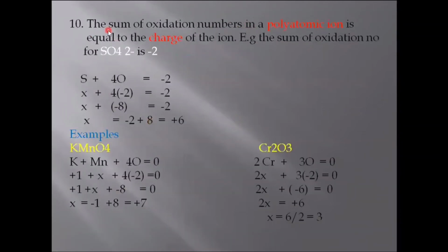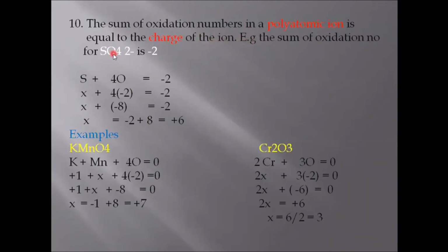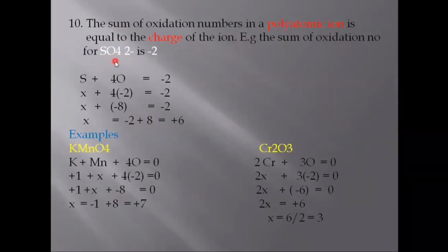The last point is that the sum of the oxidation numbers in a polyatomic ion is equal to the charge of the ion. What does this mean? This means that for SO4 2-, the sum must be equal to -2. The oxidation numbers of these atoms will sum up in such a way that the answer is -2. You can solve this in a simple way like this.